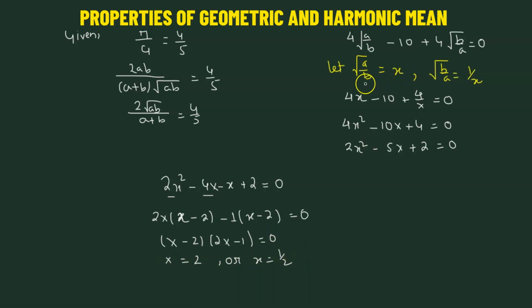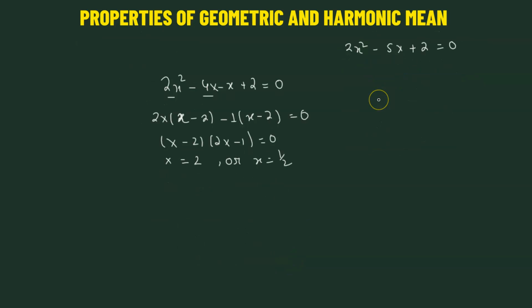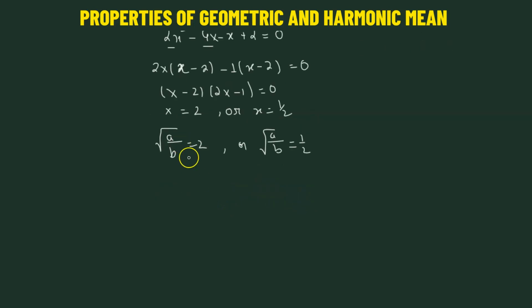Now since we've considered x to be equal to square root of A over B, we can replace x: square root of A over B equals 2, or square root of A over B equals 1/2. So let's square both sides of this equation. We have A over B equals 4. And we have the other scenario: if we square both sides, we get A over B equals 1 over 4.